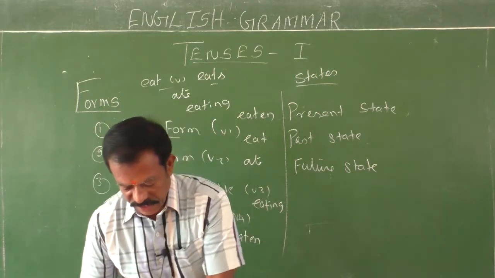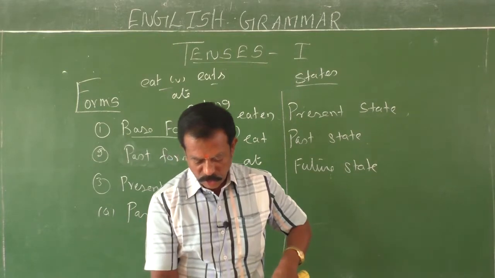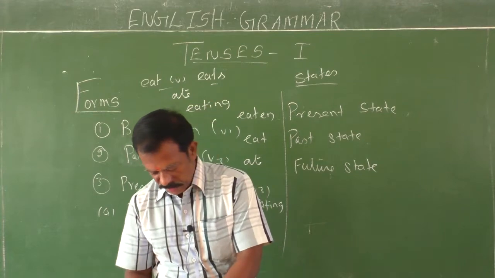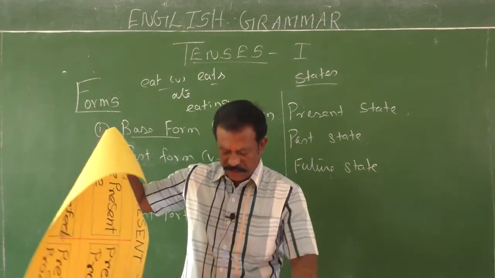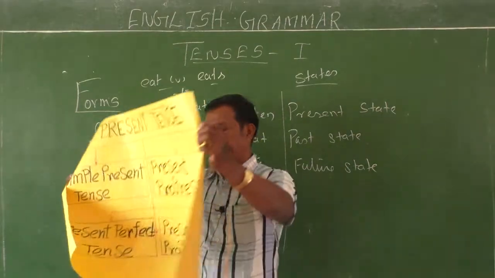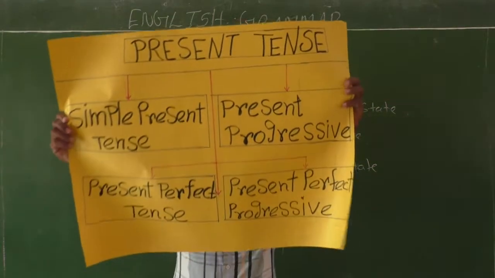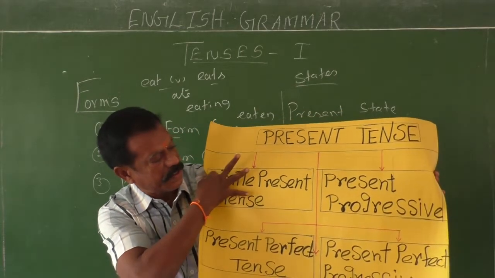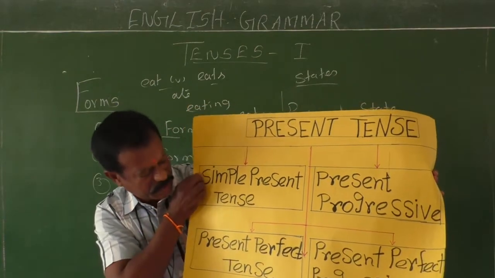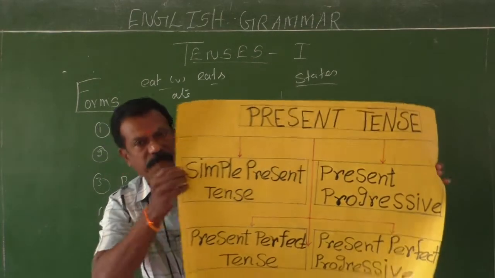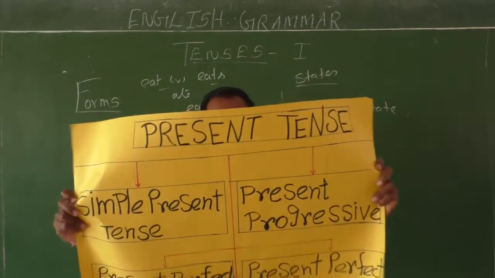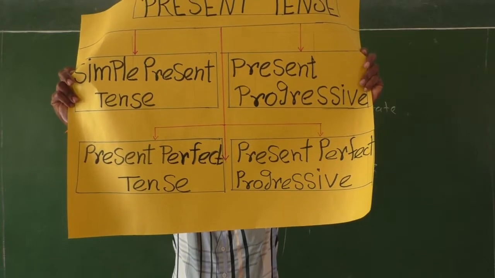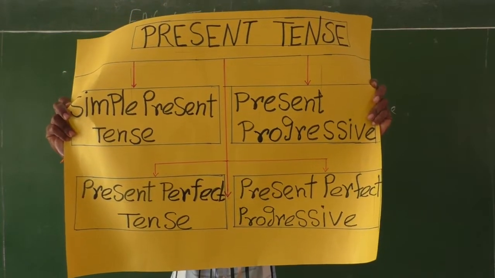Future state, future tense. See, here is a chart, children. I will show you the tense chart. It helps you to understand all three tenses and their subdivisions. See, present tense: simple present, present continuous, otherwise called present progressive, then present perfect continuous. So major tenses are three in kinds: simple present, simple past and simple future.